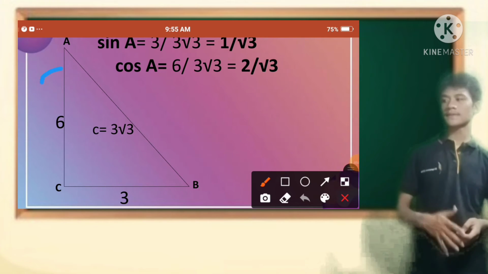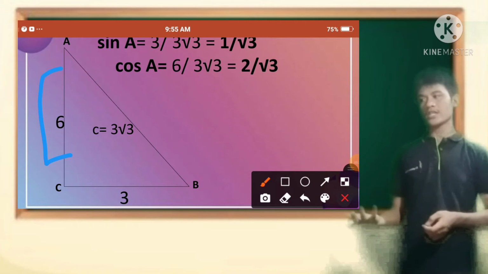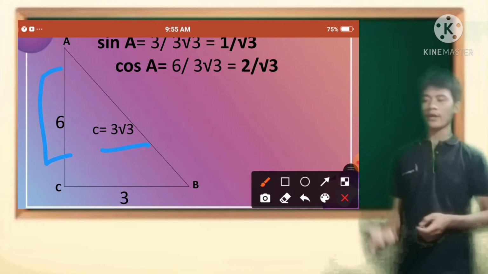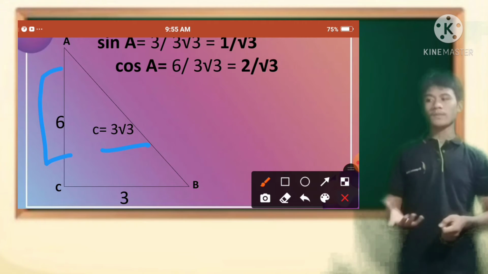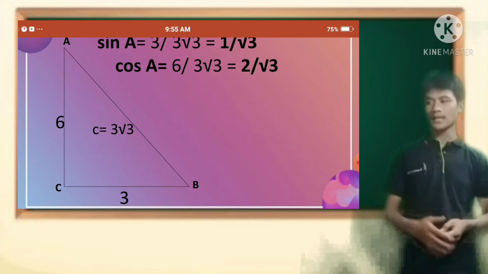The cosine is adjacent over hypotenuse. So we have 6, the adjacent side of our angle A, over the hypotenuse, again 3 square root of 5, and that would be equal to 2 over square root of 5.